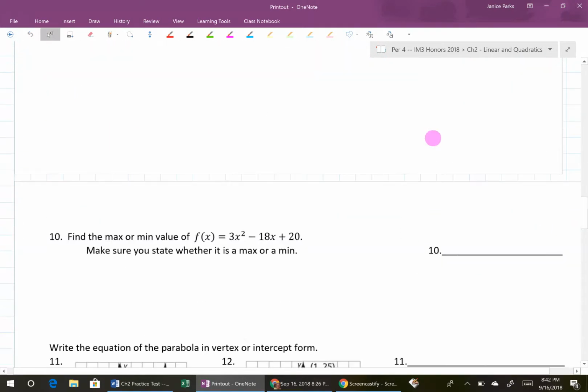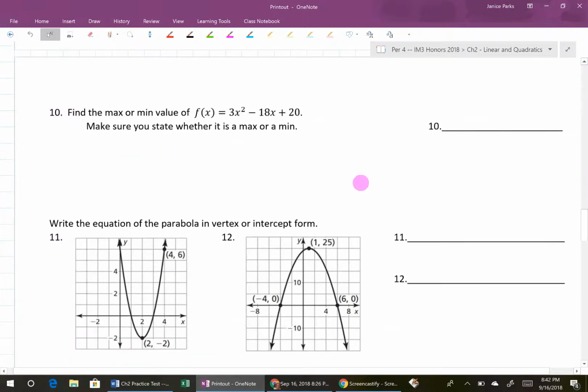Let's see, the next problem. For the next problem, number 10, to find the maximum or the minimum value, you have to first tell whether it's going up or down. This problem is going up because the a value is positive, so I know that it has a minimum value. And the minimum value will be at y equals whatever the k value is of the vertex.